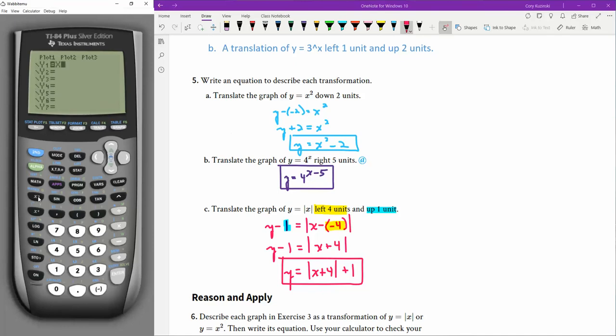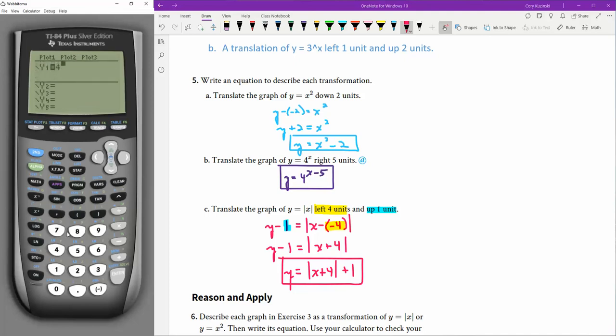So x squared, that's my parent function. And then I made it into x squared minus 2. Because I want to translate it 2 units down. There's the parent, 2 units down, boom, x squared minus 2. Got that one. All right, next one.